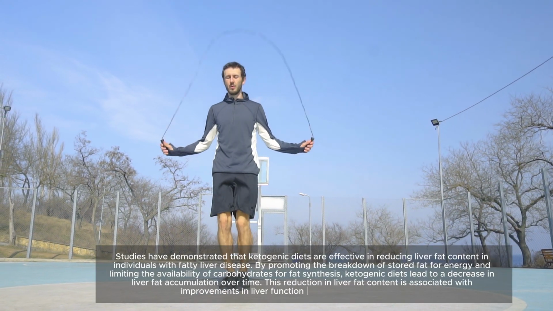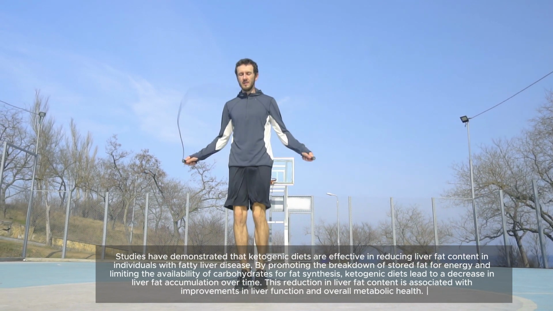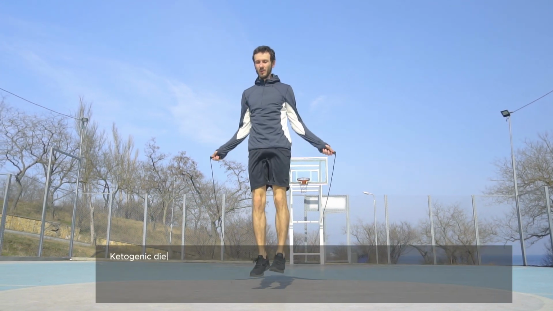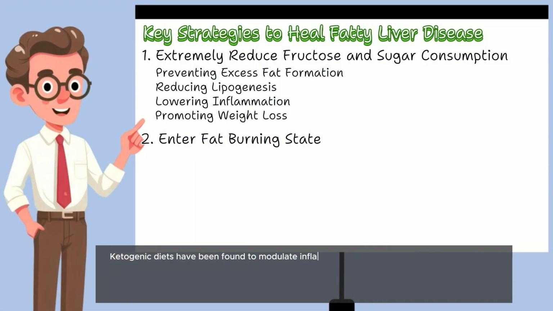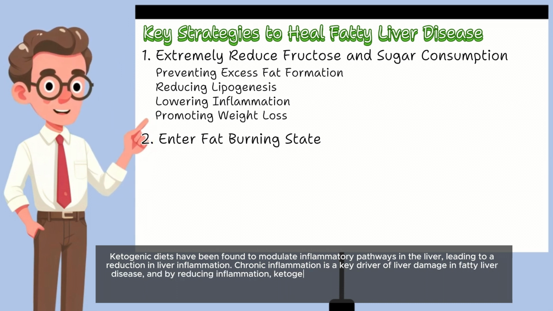This reduction in liver fat content is associated with improvements in liver function and overall metabolic health. Ketogenic diets have been found to modulate inflammatory pathways in the liver, leading to a reduction in liver inflammation. Chronic inflammation is a key driver of liver damage in fatty liver disease, and by reducing inflammation, ketogenic diets help mitigate liver injury and promote healing.